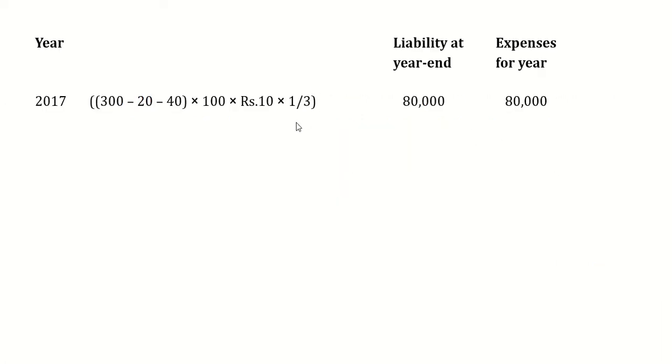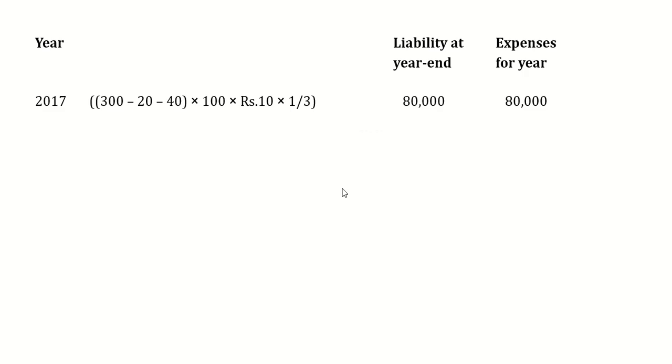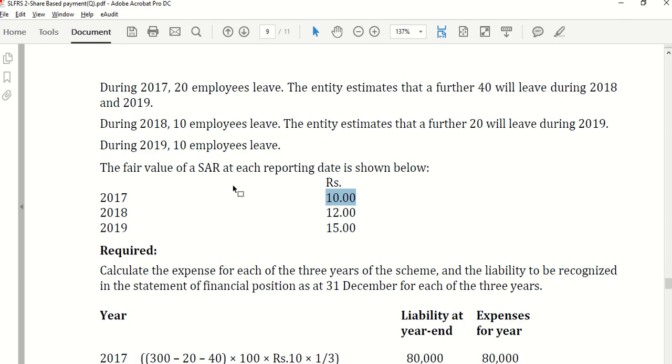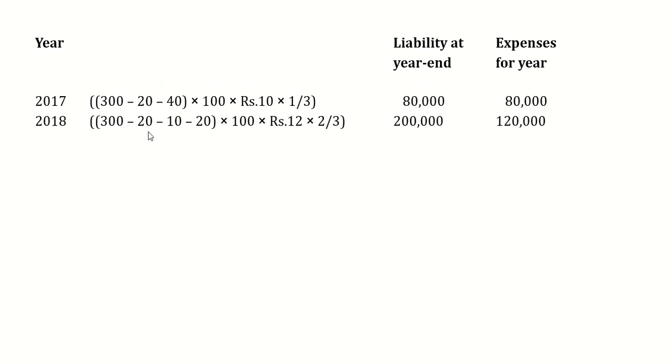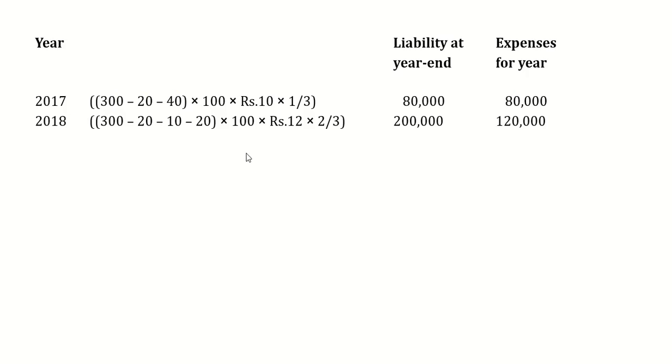So you recognize this over a 1/3 year period. You charge P&L 80,000 and credit the liability account 80,000. In the second year, what happened? Still you have 300 employees. Out of that, in the first year 20 people already left. In the second year, another 10 people left, and they are expecting 20 will leave. So 20, 10 and 20, multiplied by 100 options.